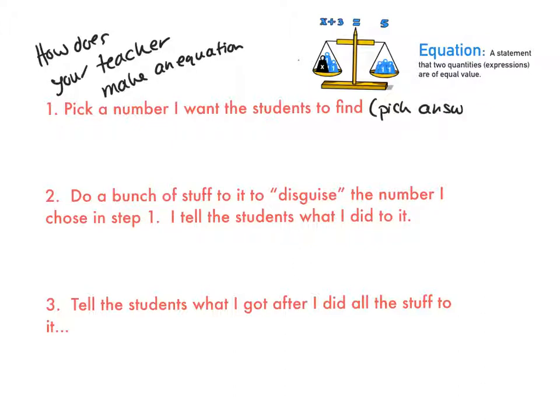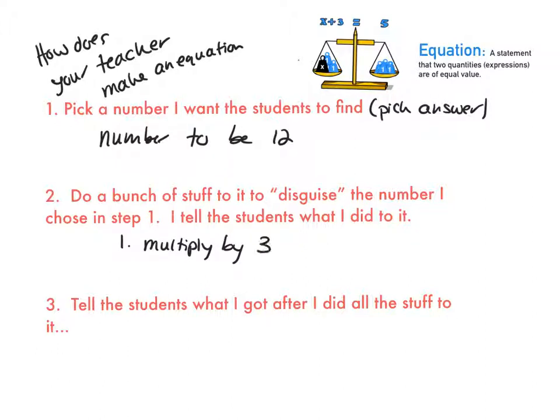So let's say for this example, I want my number to be 12. It's not really much of an equation if I just tell you the answer is 12. So what I do is I disguise the answer that I want you to find. So I do a bunch of stuff to it. So let's say the first thing I want to do is I want to multiply it by 3. And then I also want to subtract 5. So again, I'm disguising my answer.